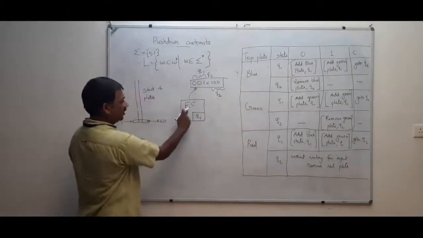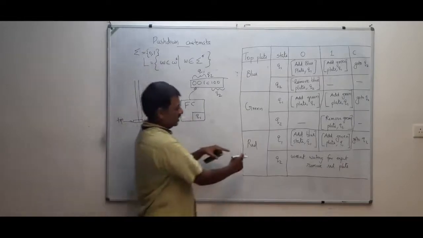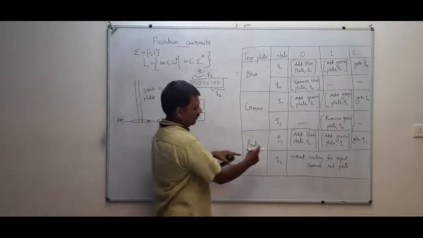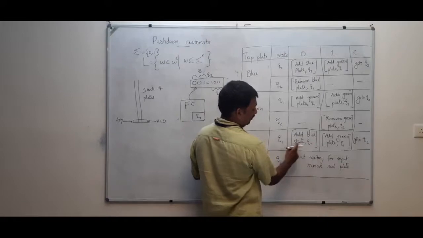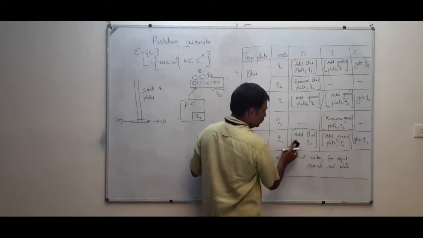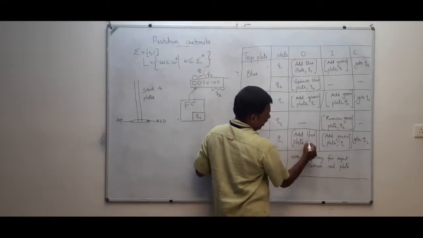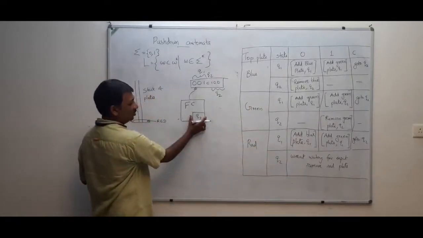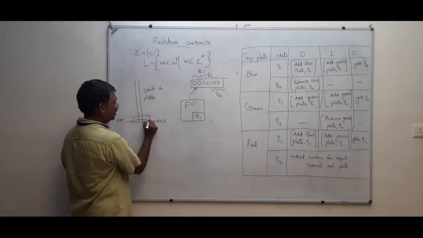That means the finite control is in state q1 and the top of the plate is red. That means a red q1, and if the input symbol is 0, what will happen? Add a blue plate and stay in q1. That means this is not add blue state, actually add blue plate, and the next state is q1. That means here you are not going to change this q1, and here you have added a blue plate.